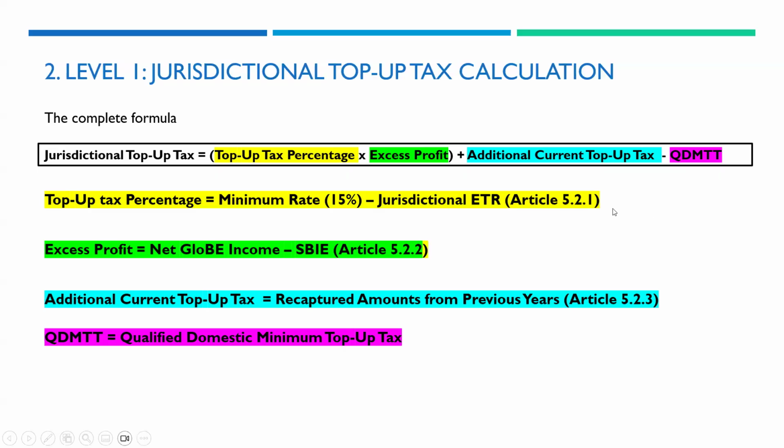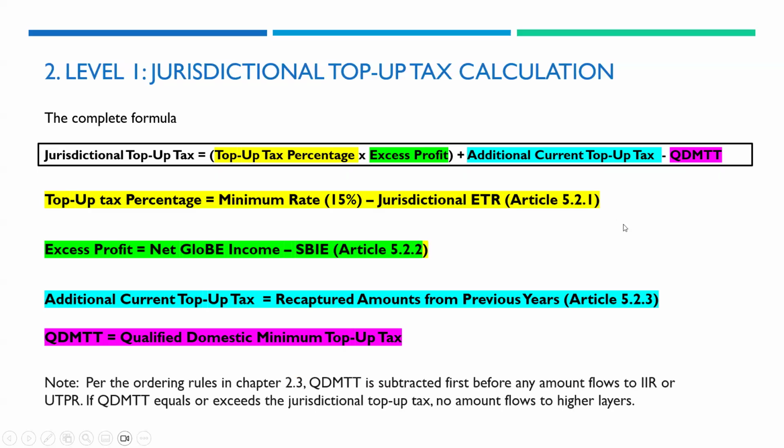It may look a little complex, but trust me, this is very simple. We will do an example for you to understand. So as per ordering rules, QDMTT is subtracted before any amount flows to IIR or UTPR. If QDMTT equals or exceeds the jurisdictional top-up tax, no amount flows to higher level. We know that, right? I mean, QDMTT is taking care of all this, then there is no amount which would flow to IIR. Okay, so let's understand this.